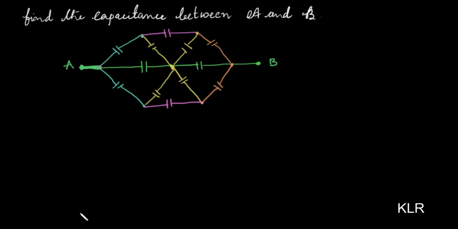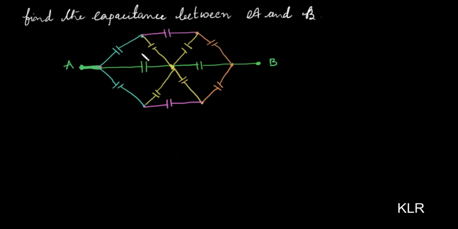In this video we are going to discuss the effective capacitance between the points A and B. So this is A and this is B. We are going to find out the effective capacitance between A and B. Now the capacitors were connected like this, and each capacitor has a capacitance of C. Now we have to find the capacitance between A and B.